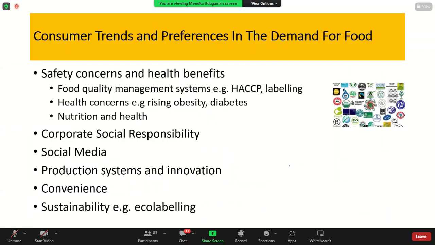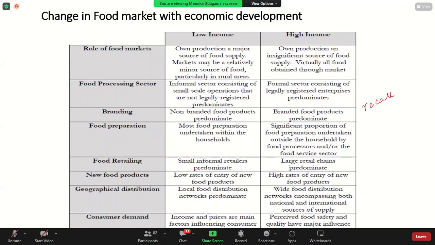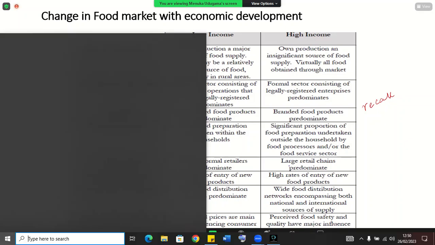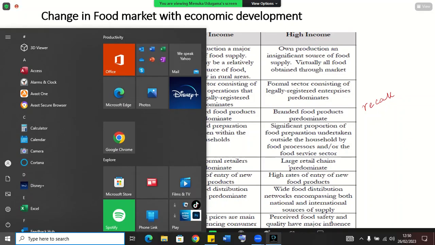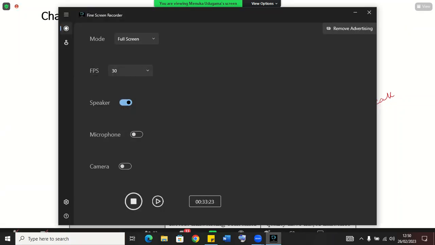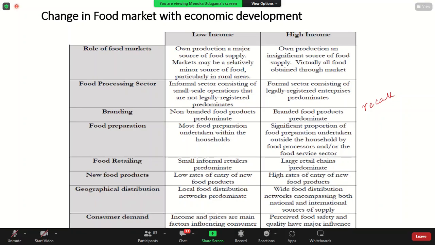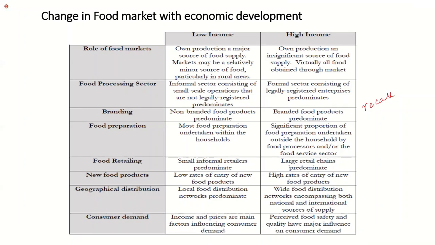So we just looked at some of these trends. You can see a lot of these trends in the global market compared to the developing world. For example, in the developed countries, there are formally registered companies in the food processing sector. People are more interested in buying branded products. And if there are any faults, defects, or health hazards, food products are being recalled, which you don't see in the developing countries much.